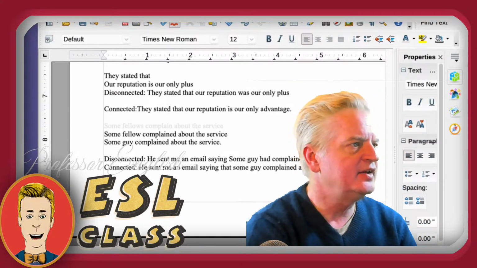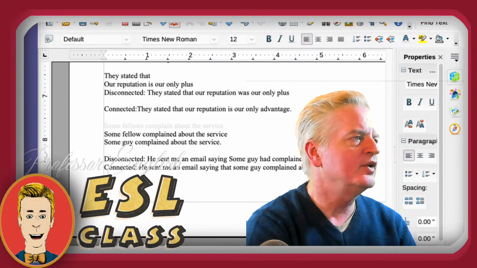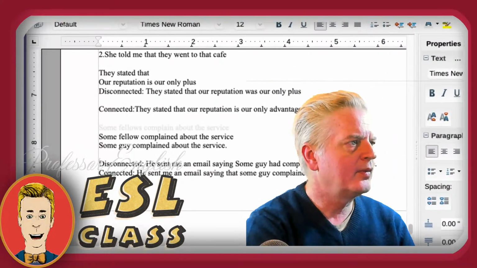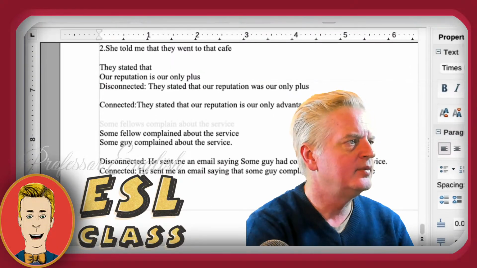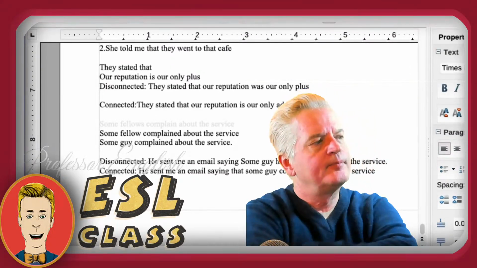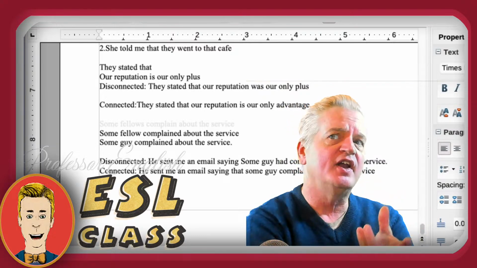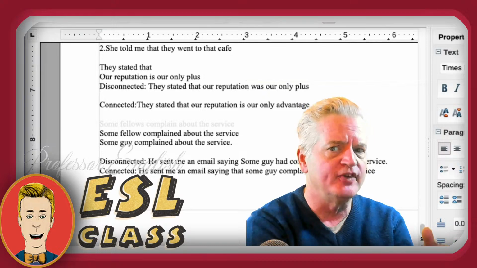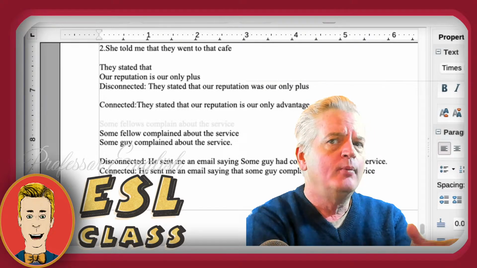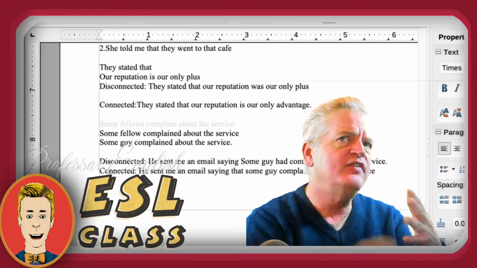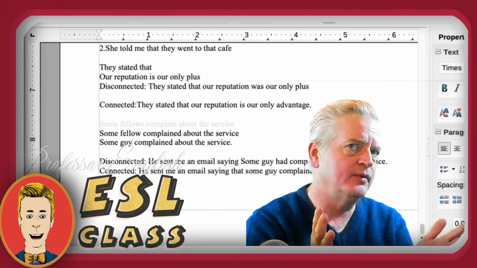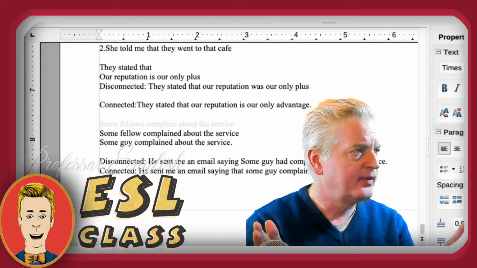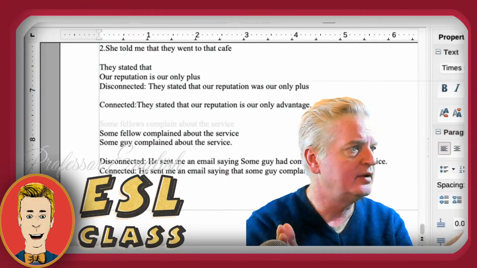What do I mean by connected and disconnected? Well, if you look at the rules for reported speech, they say, well, normally you have to change the verb. You change the past to past perfect in reported speech. But if the event is fresh, if it just happened, or you believe it's always true, then don't change it. Keep it the same, like the second one.